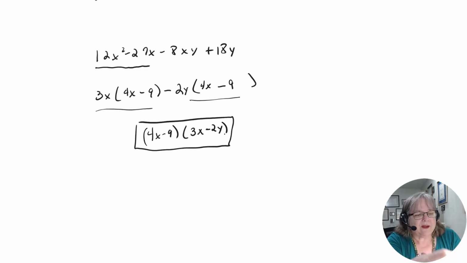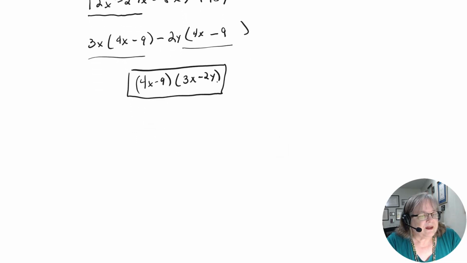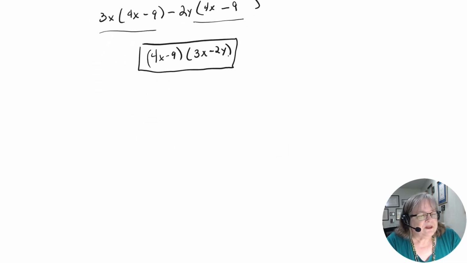All right, hopefully you're hanging in there. All right, let's do another one. 2m to the fourth plus 6 minus am to the fourth minus 3a.